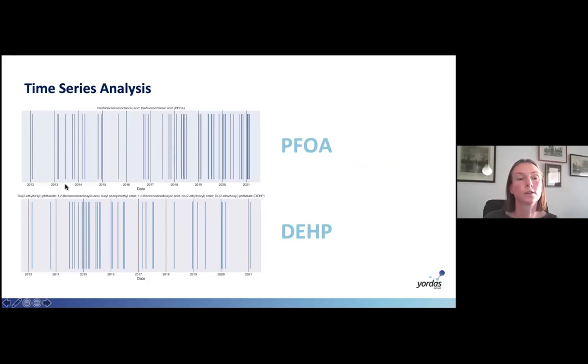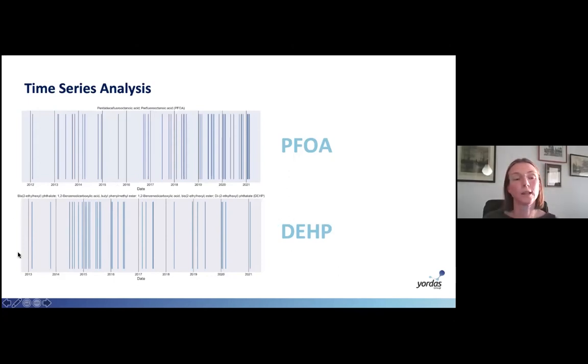So here you've got the years. This is basically the date on the bottom here. And every line is an update. So if you see a thicker line, there will have been several updates in a short period of time. And so we have here a time series analysis from 2012 to 2021 for PFOA, and here one for DHP. And it's quite interesting.